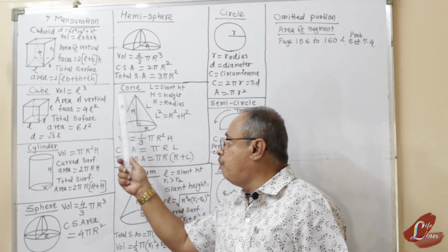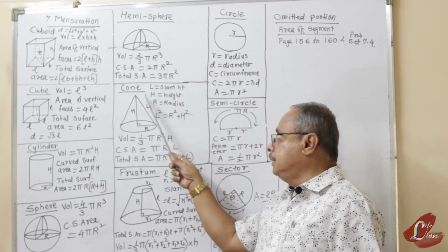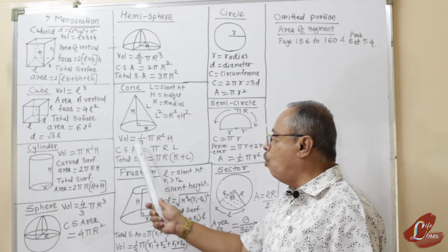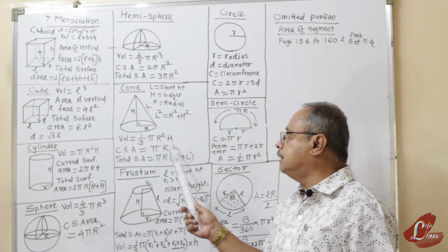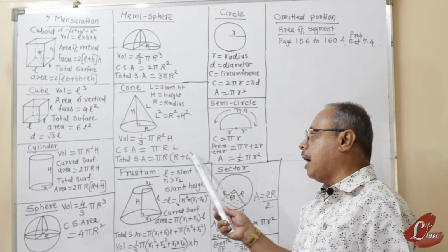A very important formula in this chapter is the cone. L is the slant height, H is the real height, and R is the radius. Then volume is 1/3 pi r square H. Curved surface area is pi r L. Total surface area is pi r into bracket R plus L.